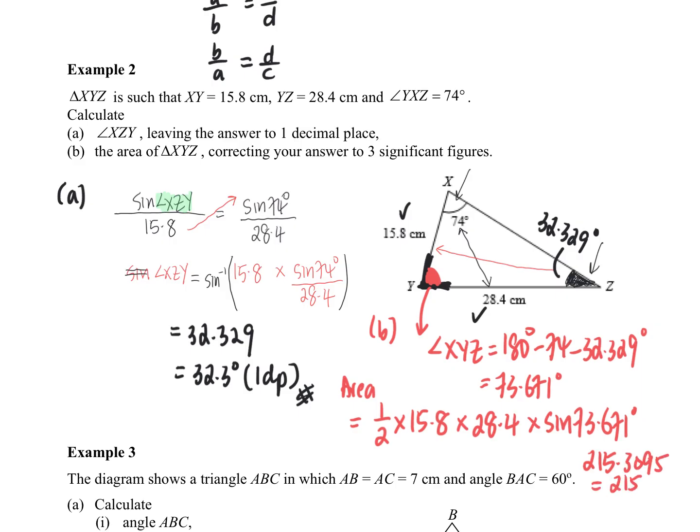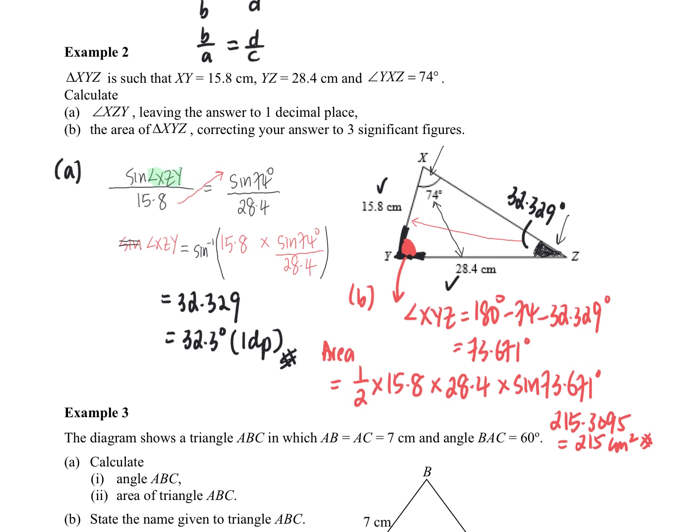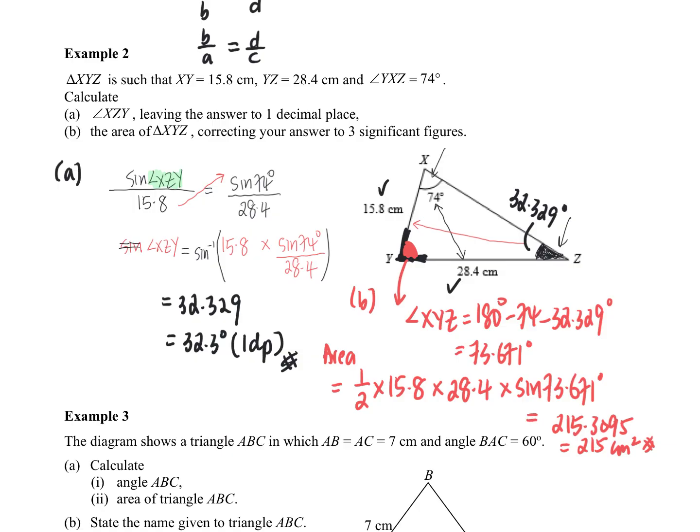So 3 SF, 215 cm squared. Remember, when you use the answer from an earlier part, use the more accurate one, at least 5 significant figures. Why did you find XY? Because in order to use half AB sine C, I need this included angle. If I use this side, I need to have this adjacent side, which I don't have, unless I apply the sine rule and find the other side. Because now I can conveniently use these two sides, I must choose this angle.